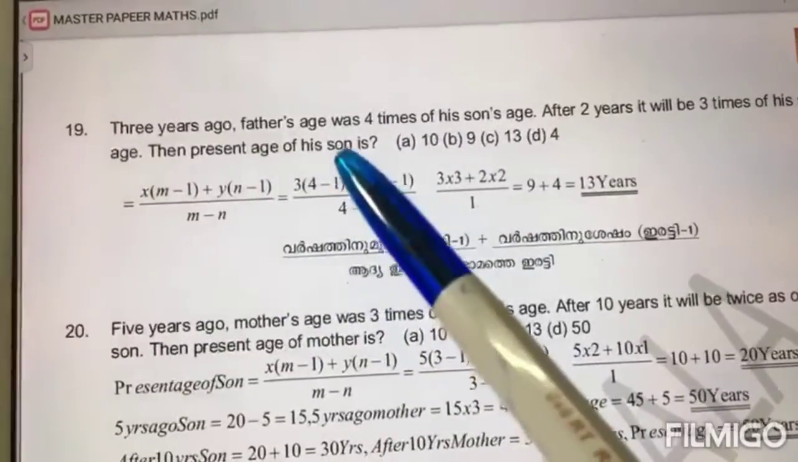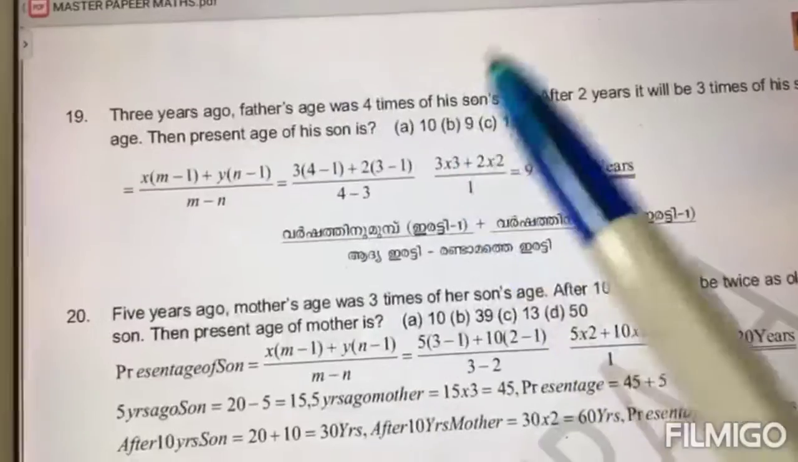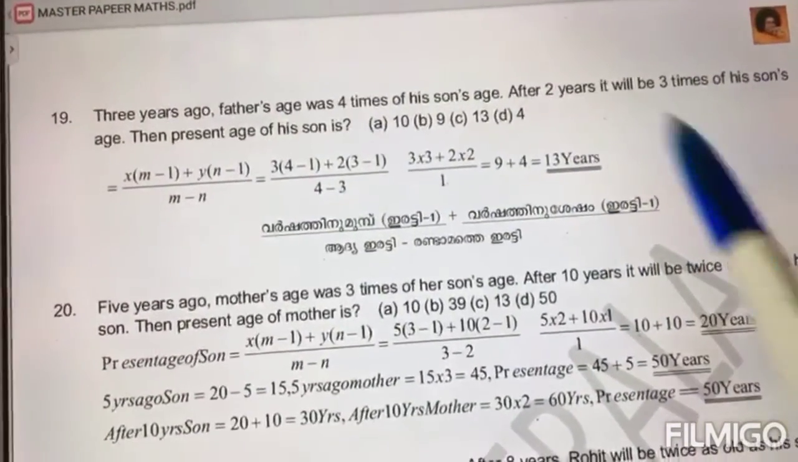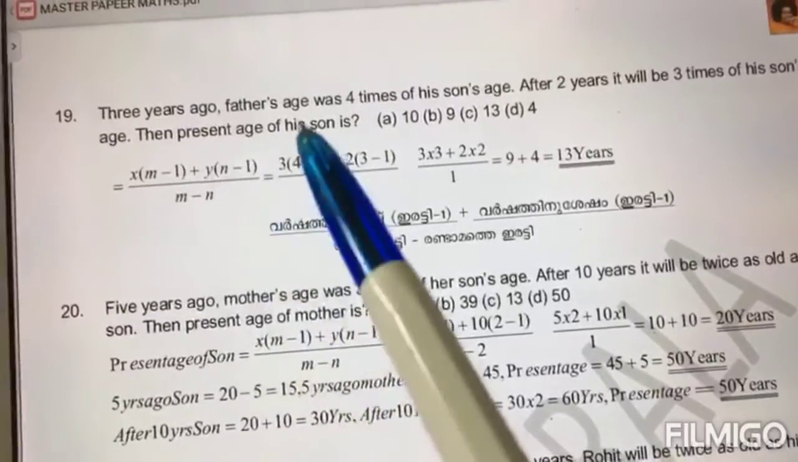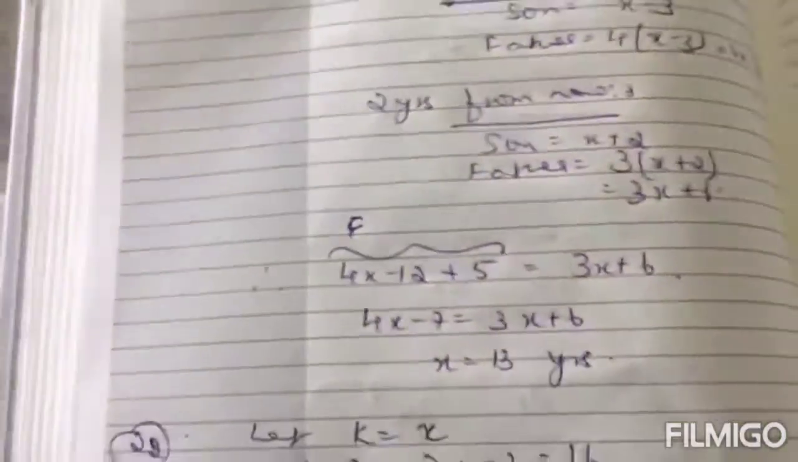3 years ago, father's age was 4 times his son's age. Okay, read the question carefully. After 2 years, it will be 3 times his son's age. Then what is the present age of his son? Okay, so let's take a look.